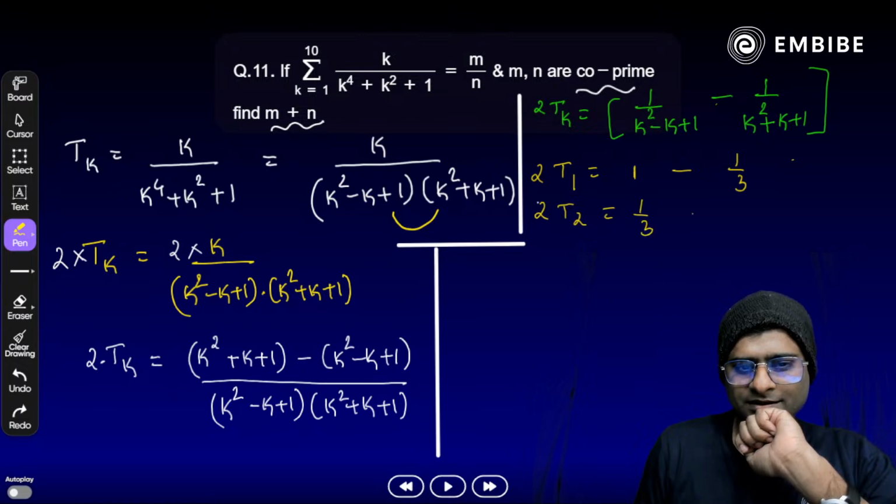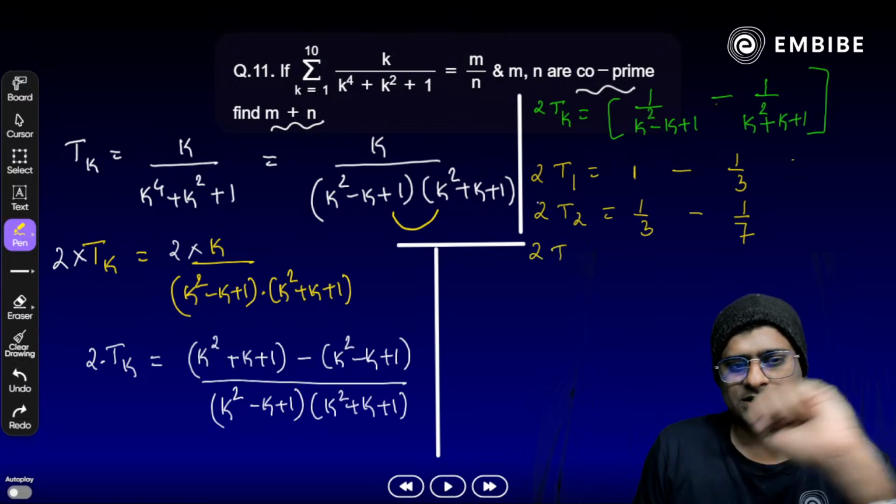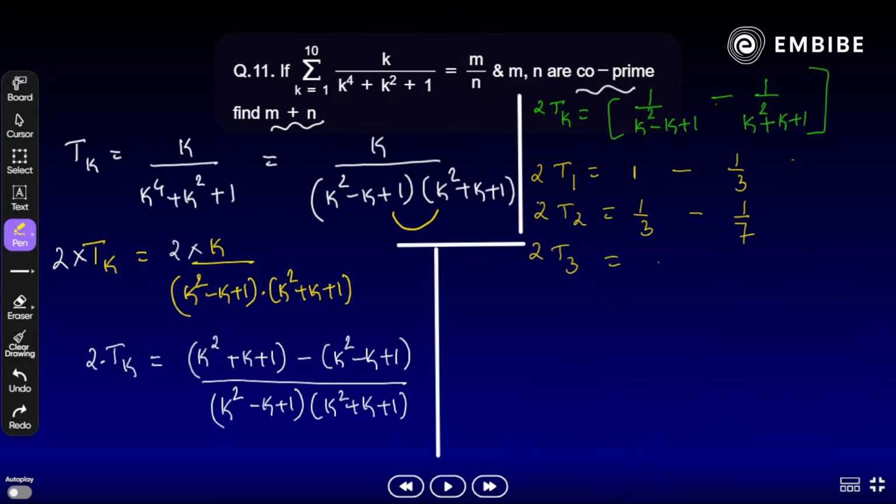It should be 1 by 3 minus 1 by 7. Then twice T3 is 1 by 7 minus 1 by 13, and so on. What will be the 10th term? The 10th term: 1 by 10 squared minus 10 plus 1, that is 91, minus 1 by 111.